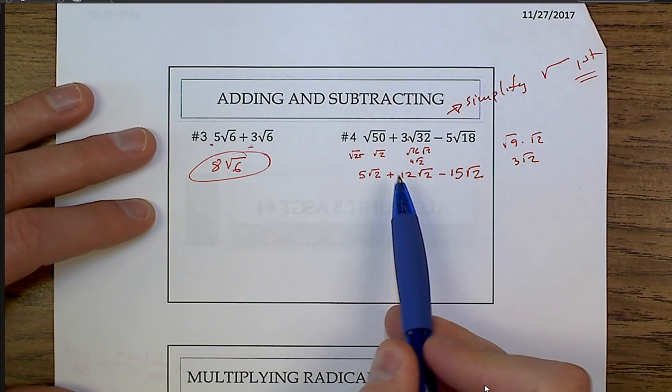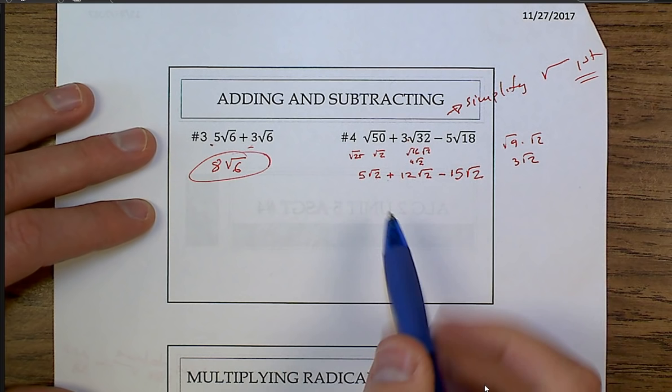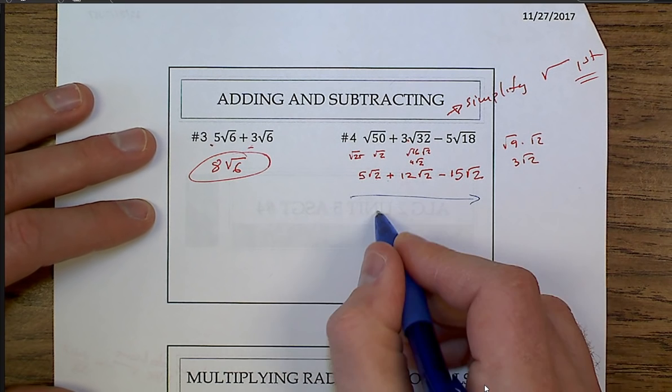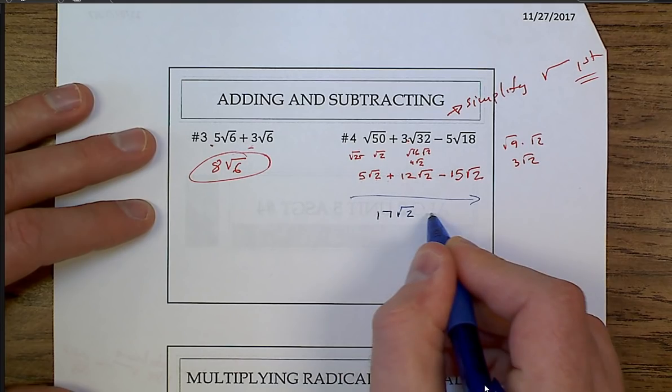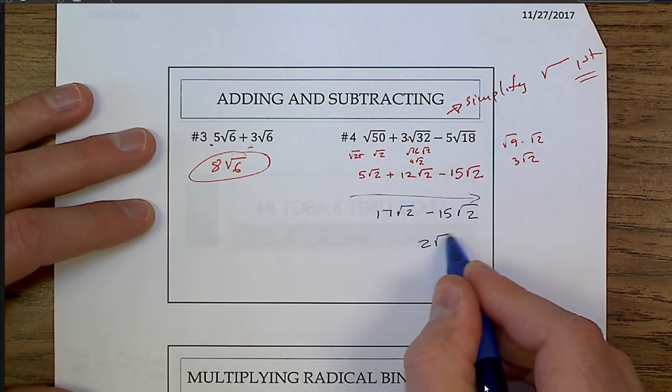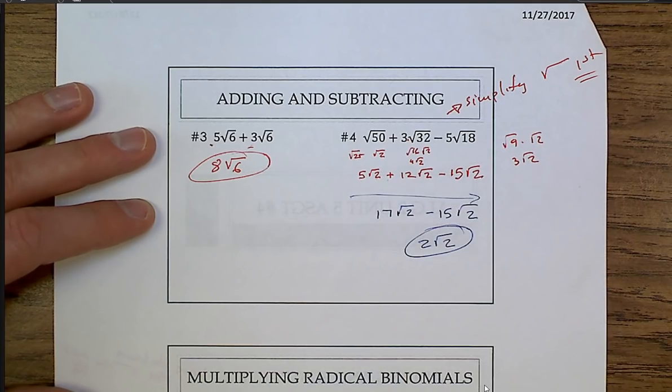When you have adding and subtracting, you're always going to work left to right when you simplify. So 5 plus 12 is 17 radical 2 minus 15 radical 2, and that would be 2 radical 2 for my answer for number 4. Okay? All right, so now we're going to get into multiplying.